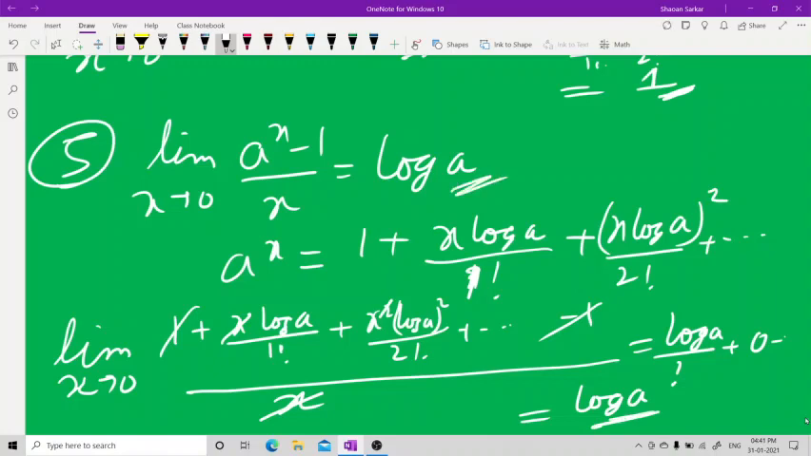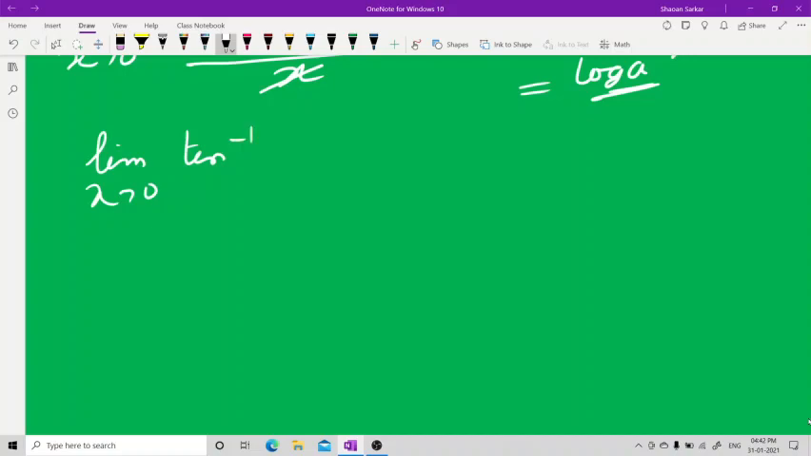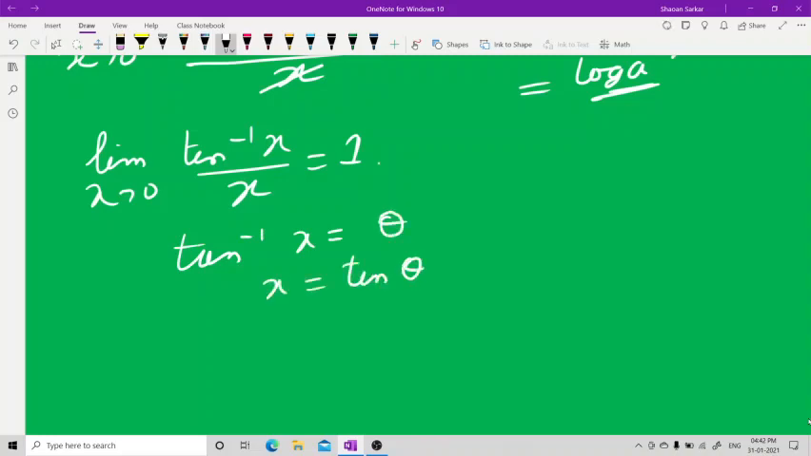Now, similarly, you can see the limit as x tends to 0 of tan inverse x upon x is also 1. Because you put tan inverse x equal to theta, x is equal to tan theta. So you write down this limit: if x goes to 0, theta goes to 0, right? From your theta tends to 0.